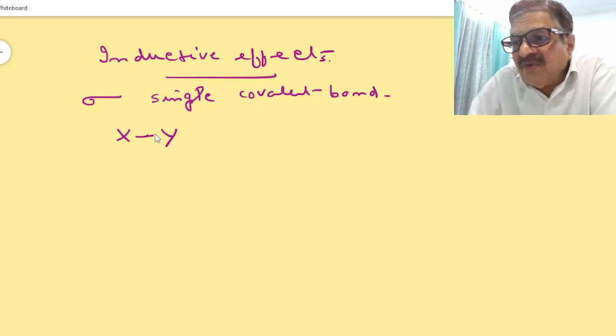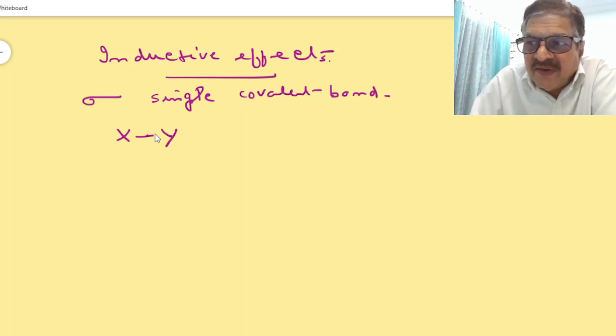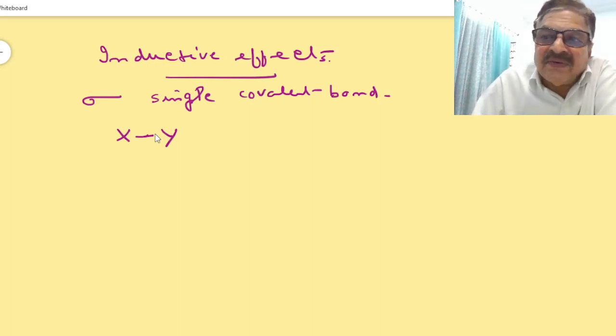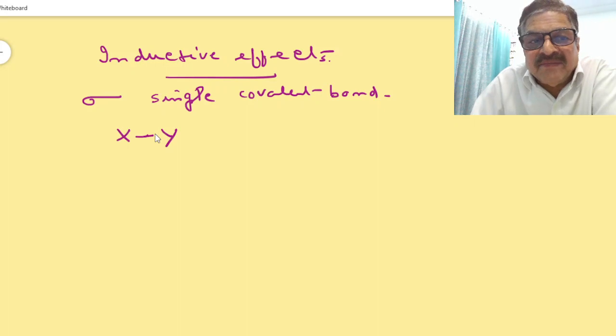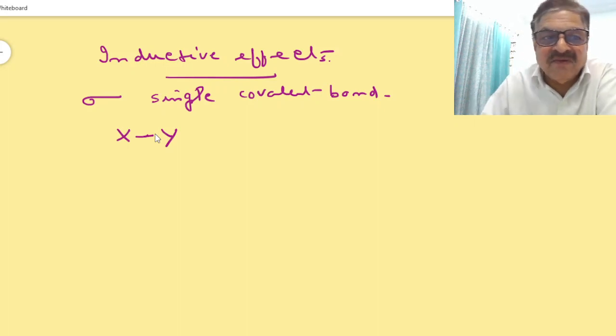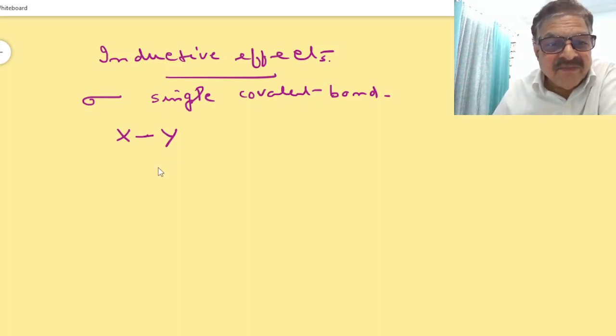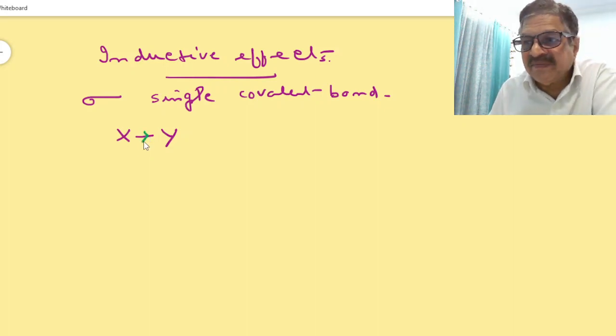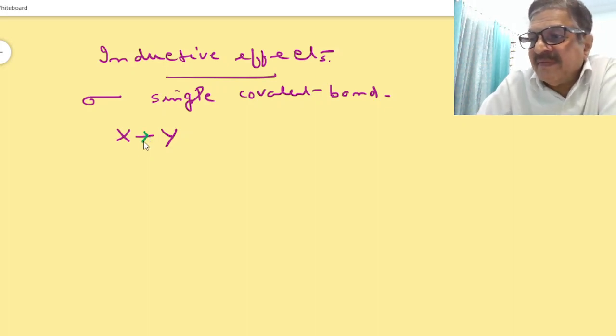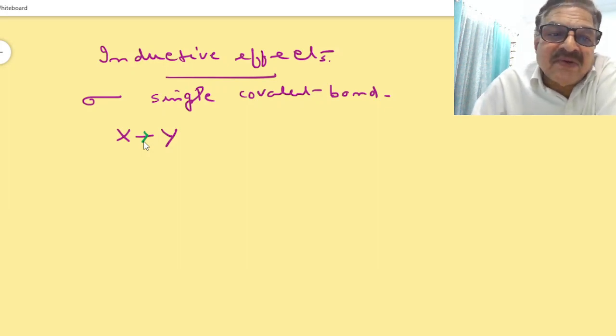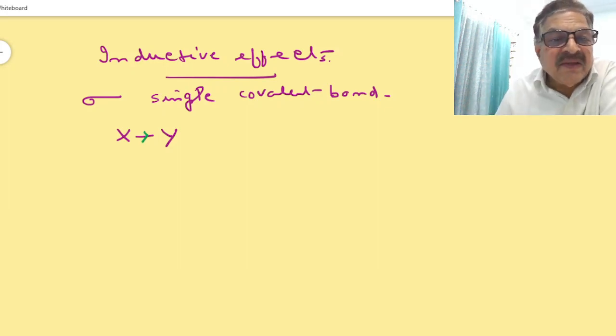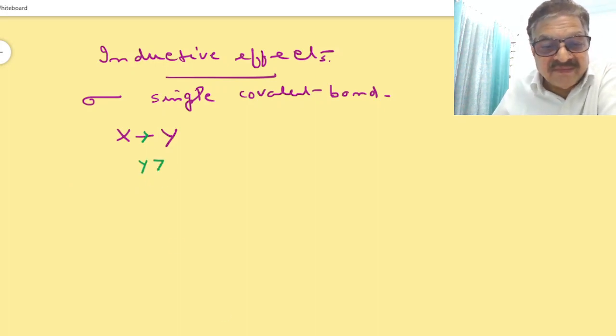It tends to be attracted a little more towards the more electronegative atom of the two. Suppose here X is less electronegative and Y is more electronegative, there is a tendency for electron displacement towards the more electronegative atom. Here, the electronegativity of Y is higher than X.